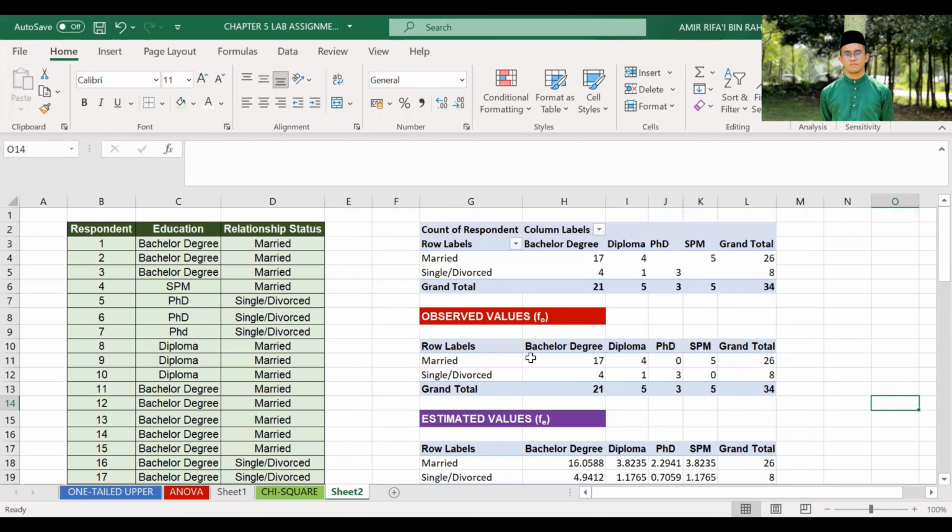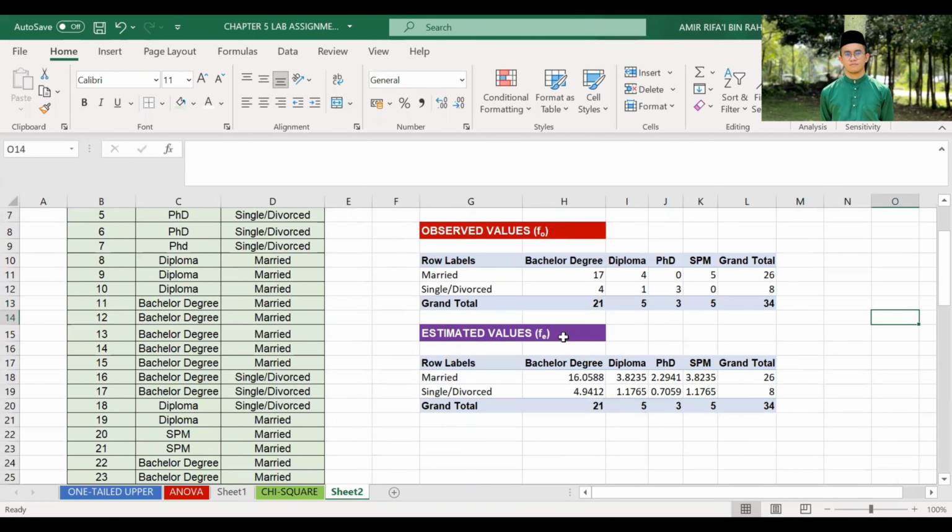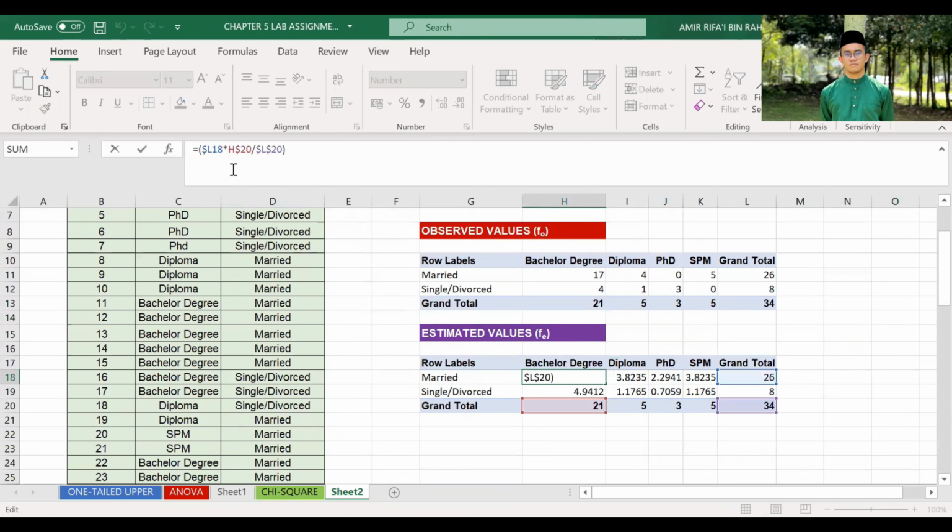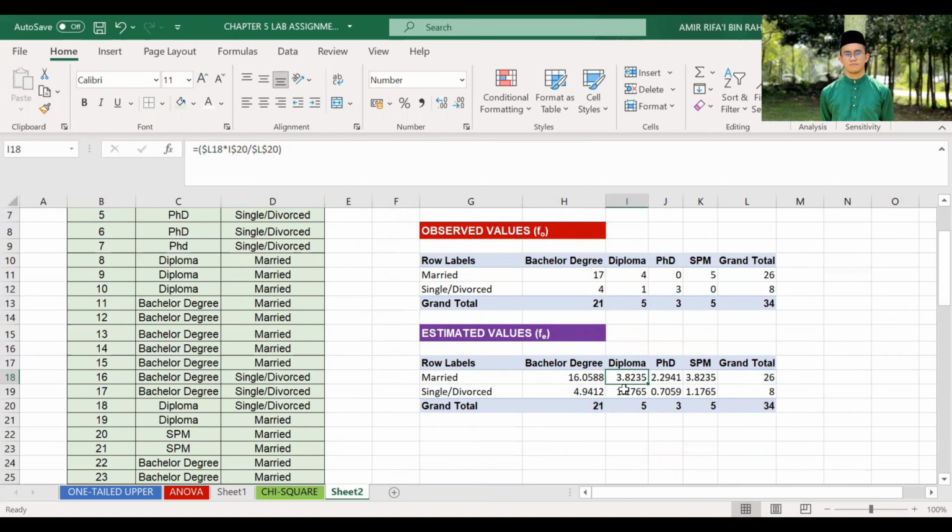For the observed value, just copy from the pivot table. For the estimated value, equal bracket, select grand total merit times grand total bachelor degree divided by both of grand total, and lock the data by using the $ sign. Close bracket and then double click and drag to the right.